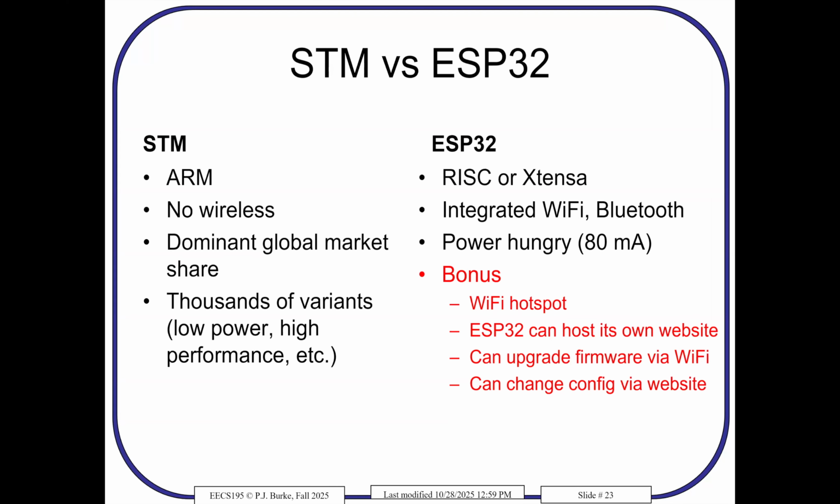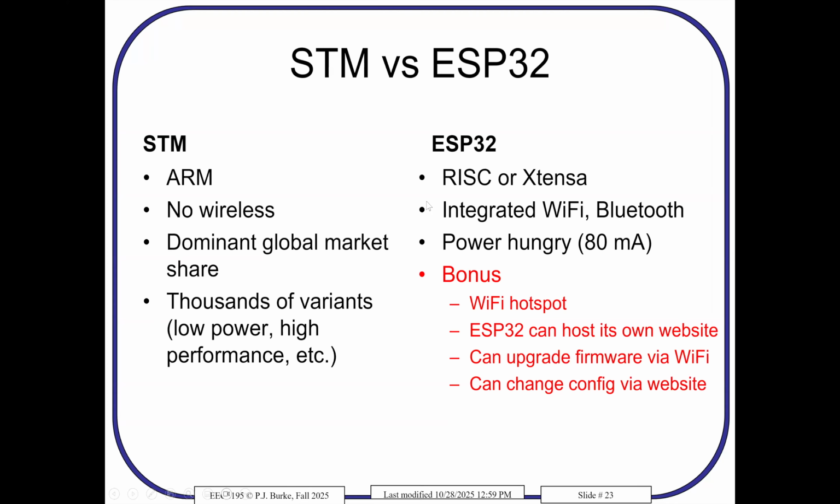Now, ESP32 is an alternative microcontroller ecosystem. And it's based on either Xtensa, which was a proprietary architecture unique to that company, Espressif, but now they've moved to RISC-V, which is an open source architecture. It's a competitor to ARM, but it's free. ARM, there's a license fee. RISC, to my knowledge, is free.